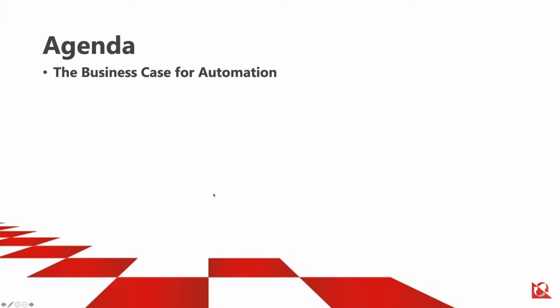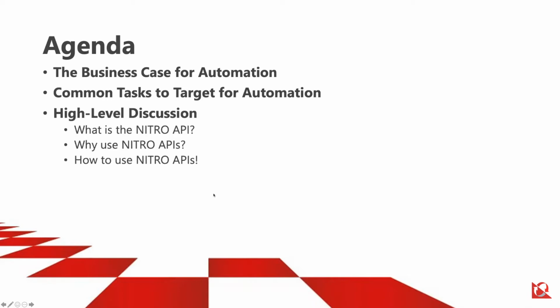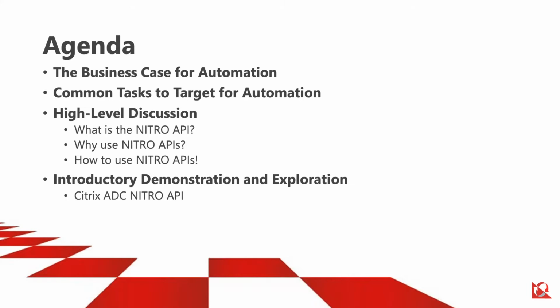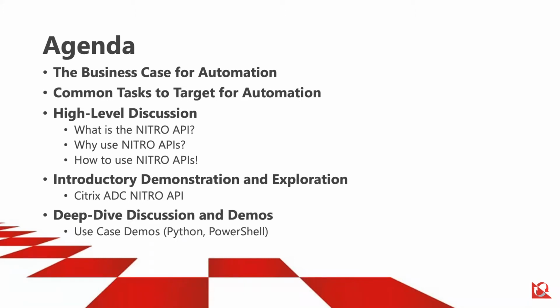So on our agenda today, we'll start off with the business case for automation. Why would we actually want to use automation? And we'll go into common tasks to target for automation, what makes it a good candidate for automation, and then a high-level discussion of what the NITRO API is, why do we want to use it, and then also how do we use it. We'll go into some introductory demonstration explanation. So we'll go through the documentation of the Citrix NITRO API, and then we'll get into some deep dive discussions and demos. The use cases we'll build out and then show how they're completed.